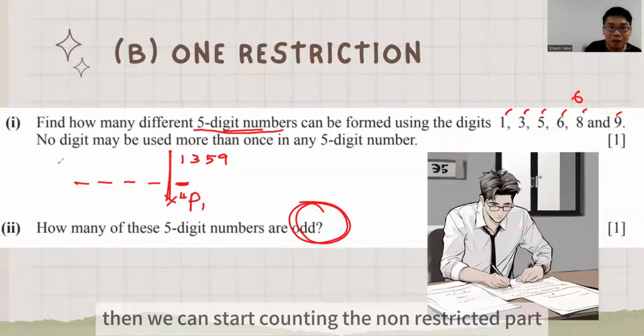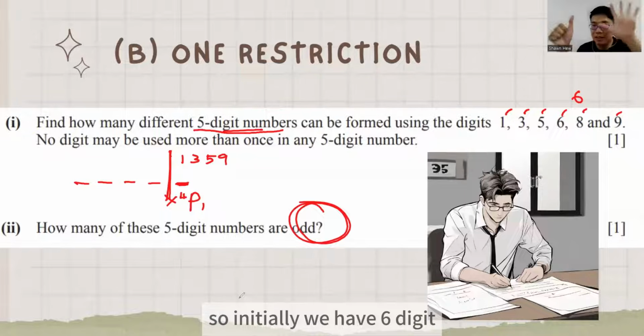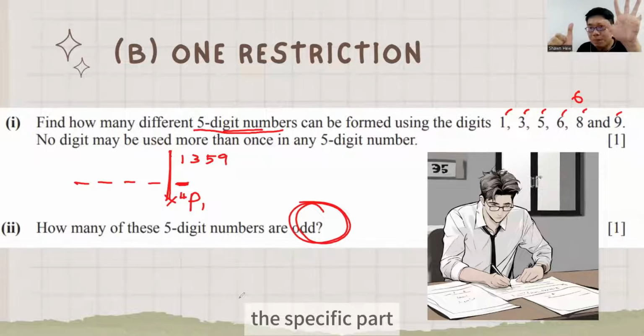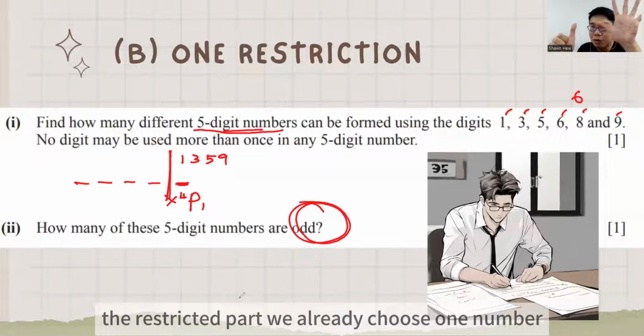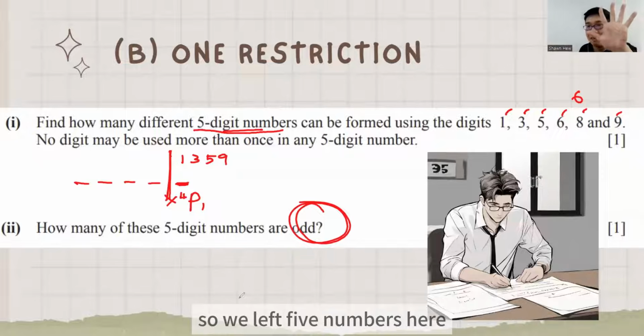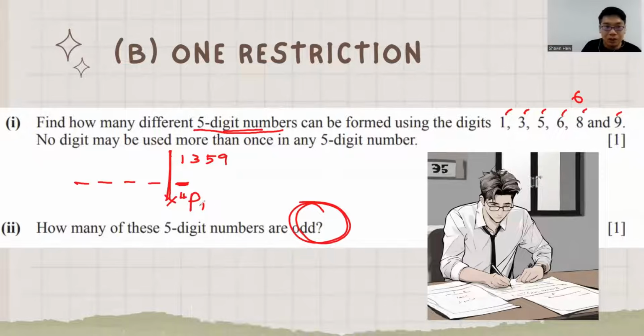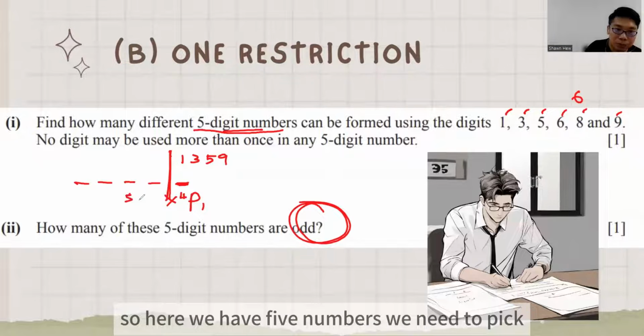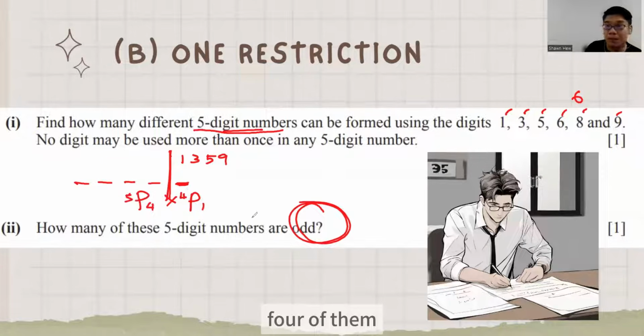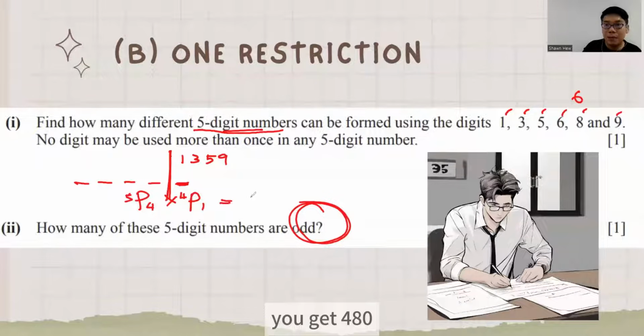Then we can start counting the non-restricted part. Initially we have 6 digits. The restricted part, we already chose 1 number. So we left 5 numbers here. We need to pick 4 of them. So it's 5P4. Just key in the calculator, you know what the answer is. You get 480. Okay, just like that.